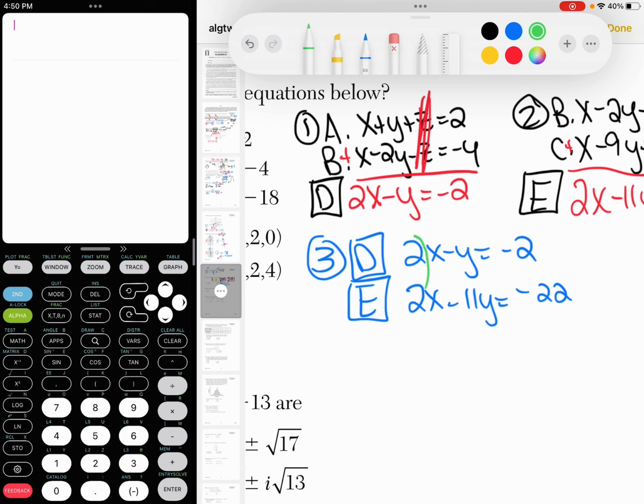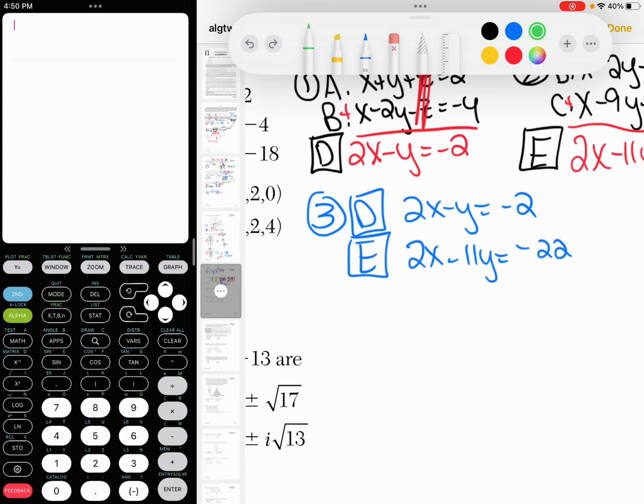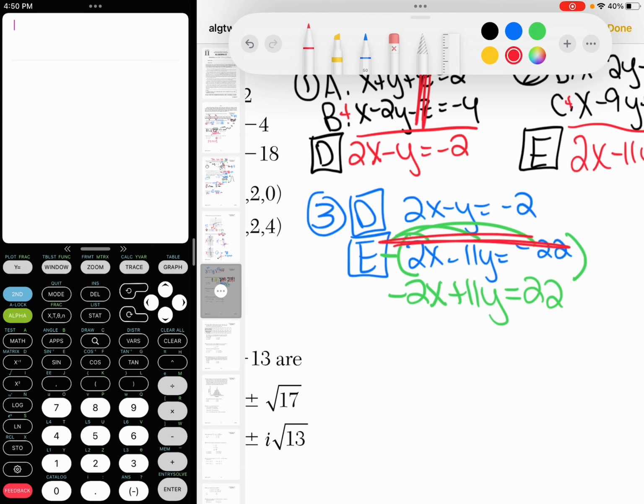What I am noticing is these are both 2's. 2 and 2 add to 4. Those don't cancel, but if one of those was negative, they would cancel. So what I'm going to do is multiply this whole equation through by a negative. So when I put a negative through to all of these, it's going to make this a negative 2x, a positive 11y, and what you do to one side, you do to the other, so that'll be a positive 22. And now this equation is being replaced with that green one.